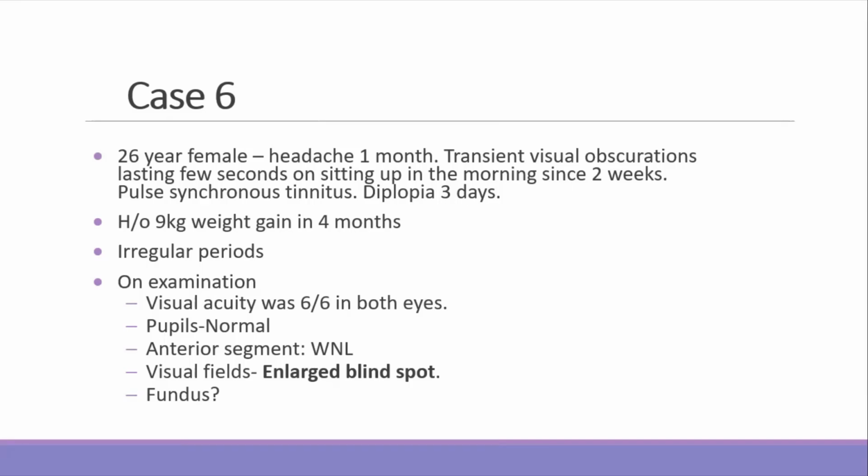A 26-year-old female with a headache of 1 month associated with transient visual obscurations lasting for a few seconds on sitting up in the morning. This was there since the last 2 weeks. She had pulse synchronous tinnitus and diplopia since 3 days. She gave a history of gaining 9 kgs in the last 4 months, and her menstrual history was irregular. On examination, visual acuity was 6/6 in both eyes. The pupils were normal. Anterior segment was within normal limits.